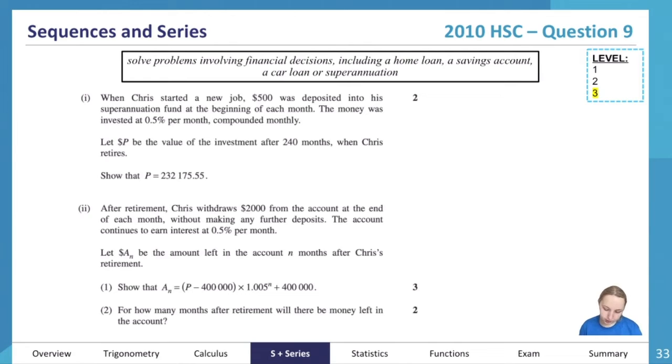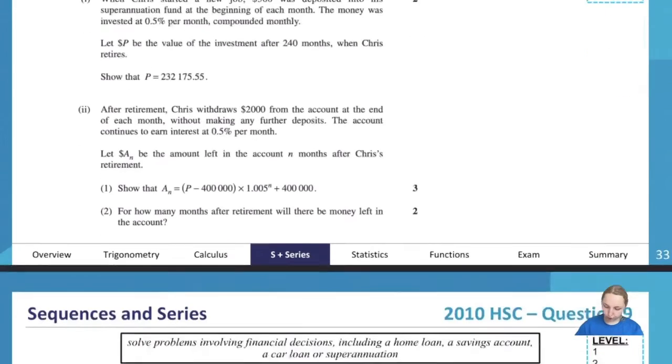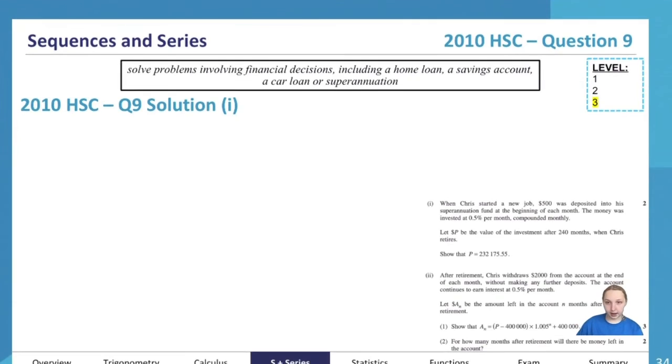So after retirement, Chris withdraws $2,000 from the account at the end of each month without making any further deposits. The account continues to earn interest at 0.5% per month. Let An be the amount left in the account n months after Chris's retirement. For 3 marks, show An equals P minus 400,000 times 1.005 to the n plus 400,000. And then for 2 marks, for how many months after retirement will there be money left in the account? So we'll start with part I.